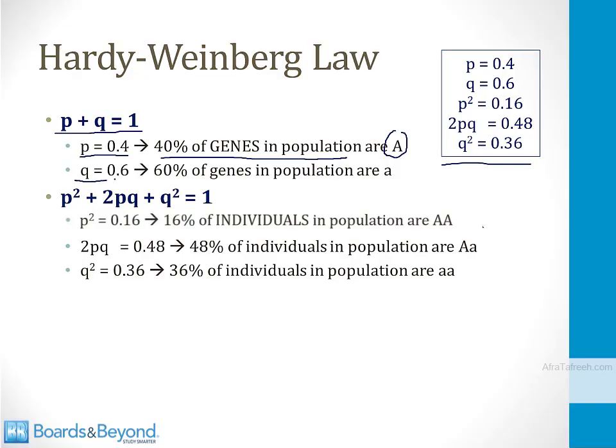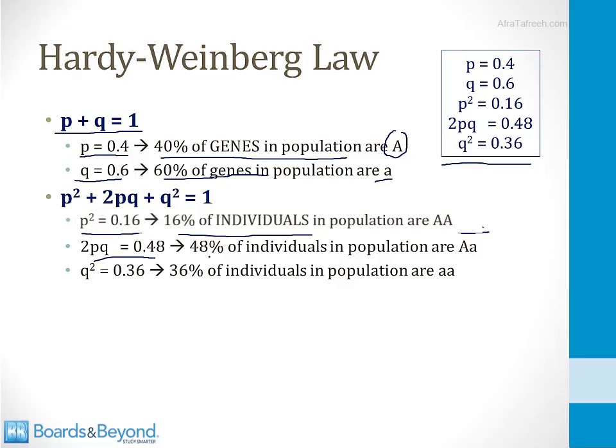Q was equal to 0.6. This means that 60% of genes in the population are little a. We then use those values of p and q to calculate p squared, 2pq, and q squared. Let's talk about what those numbers mean. So p squared in our example was 0.16. This means that 16% of individuals in the population are big A, big A.